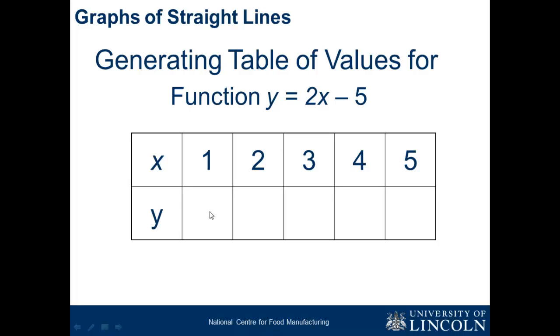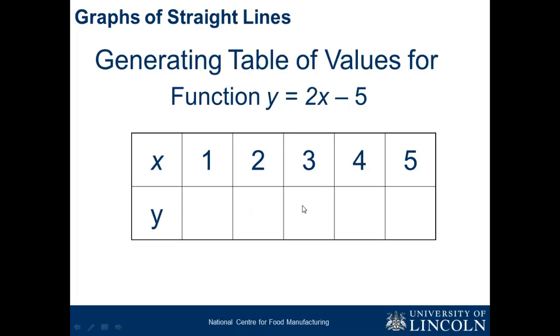Now we want to know what our y will be. To find the y corresponding to x equals 1, all we need to do is put 1 in the function. So you multiply 2 by 1, minus 5, that's going to be minus 3. For this one, put 2 here. So it's 2 multiplied by 2, which is 4, minus 5, which is minus 1.